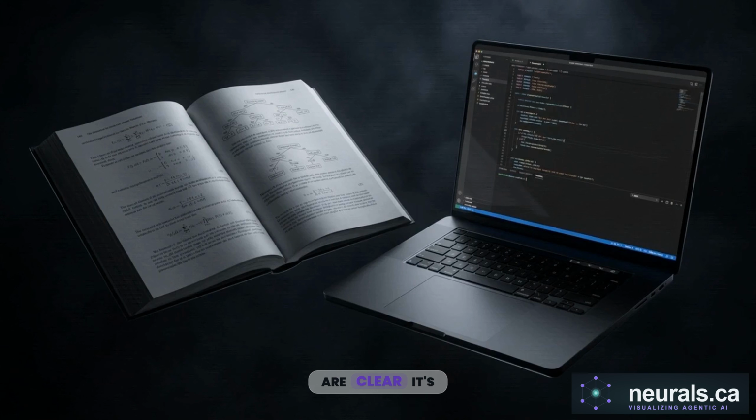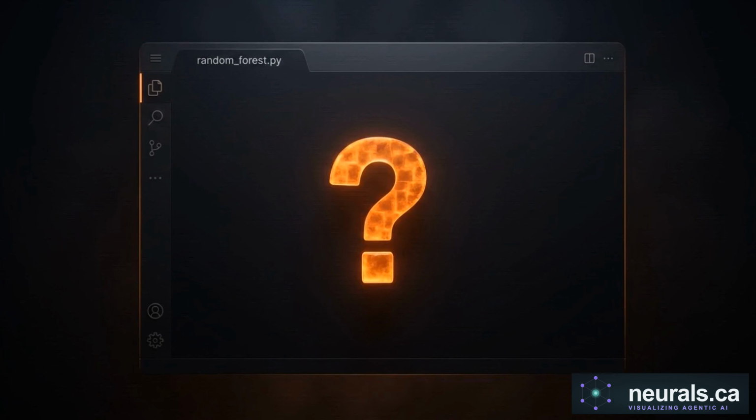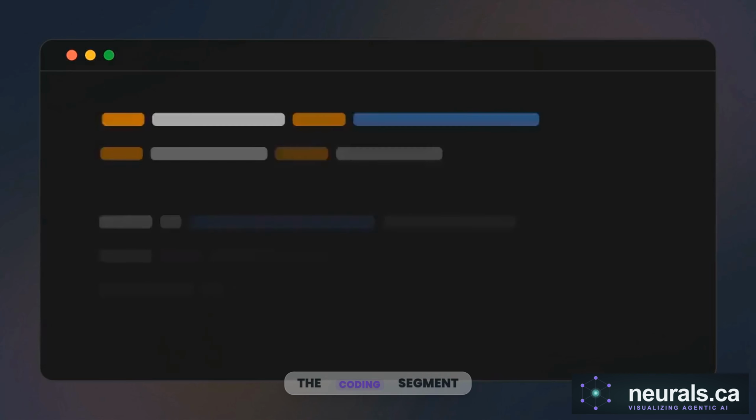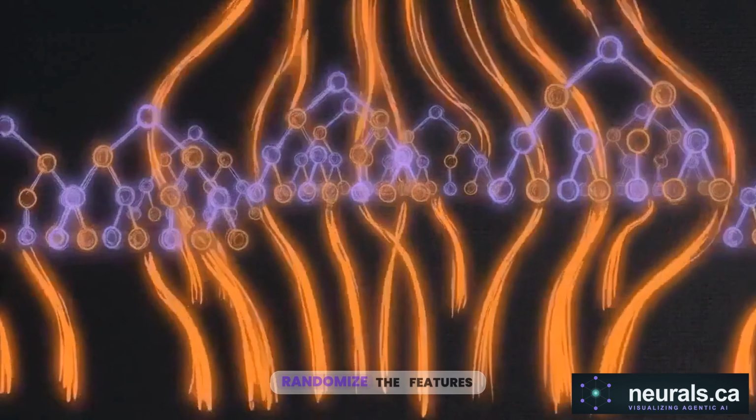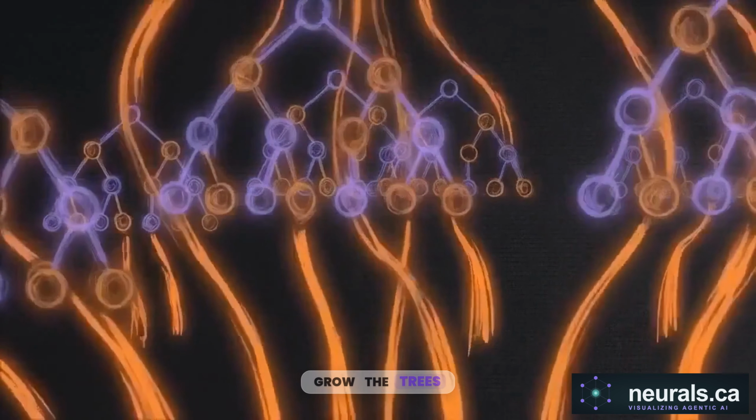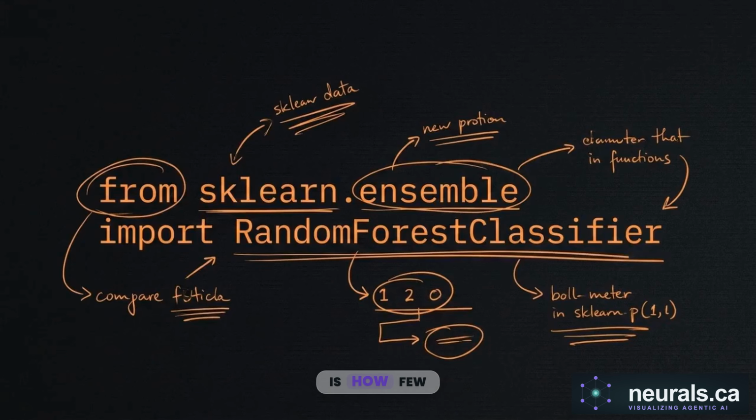Now that the mechanics are clear, it's time to move from theory to implementation. Guess exactly how many lines of code it takes to spin up hundreds of voting trees, and we'll see if you're right in the coding segment. Bag the rows, randomize the features, grow the trees, and vote. Here is how few lines of scikit-learn it actually takes.